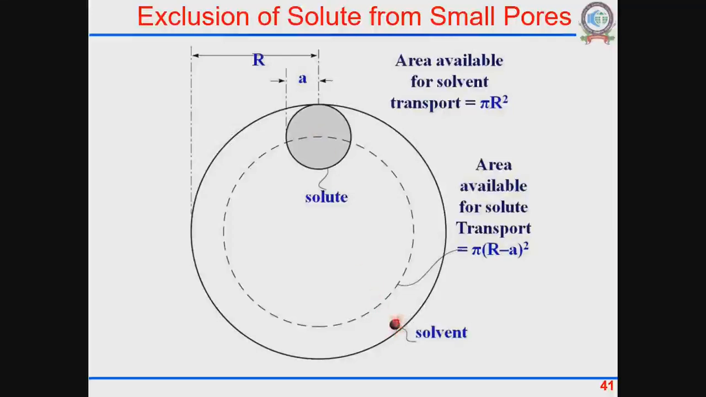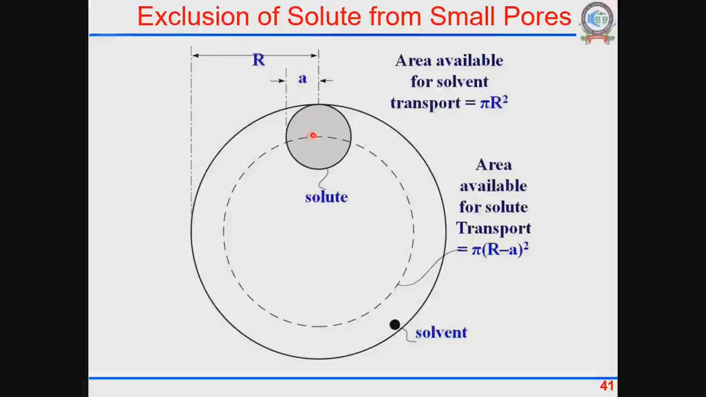Now the size of the solvent is very small as compared to the size of the solute. So the area available for the solvent is this whole cross sectional area, whereas the area available for the solute to flow is only this inner cross section area. So what we are going to write first is the volumetric flow rate of solvent that will go through this whole area, and the volumetric flow rate of solvent that will go through this inner area. Obviously the amount of solvent that will go through this inner area is going to be smaller than through this bigger area.